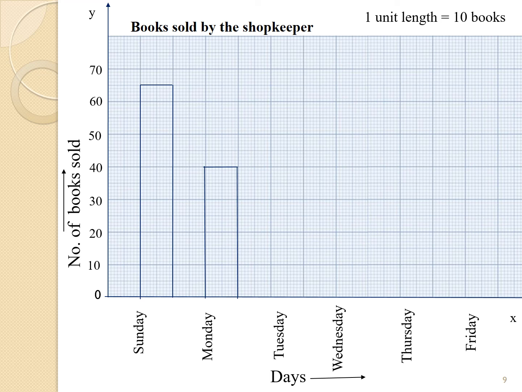Then, draw the bar for Tuesday, touching the mark 30. Then, for Wednesday, touching the mark 50. Then, for Thursday, touching the mark 20. And then for Friday, touching the mark 70.